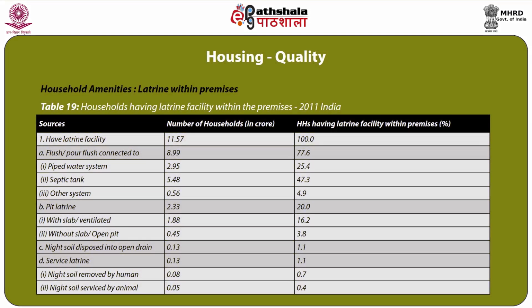Table 19. Households having latrine facility within the premises, 2011. The categories are: have latrine facilities: A. Flush, pour flush connected to piped water system, septic tank and other system. Category B. Pit latrine with slab, ventilated, without slab, open pit. C. Night soil disposed into open drain, or D. Service latrine: night soil removed by human, night soil serviced by animal.